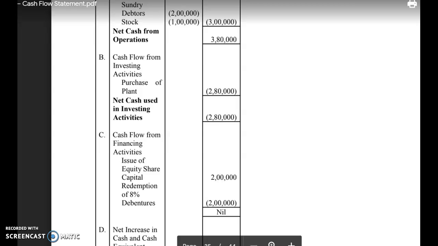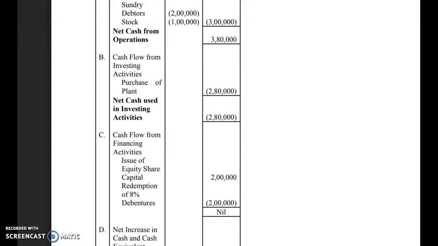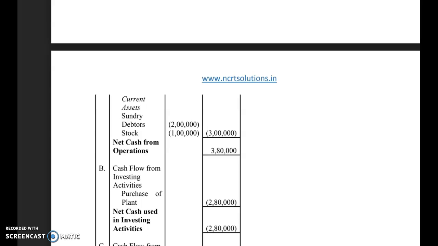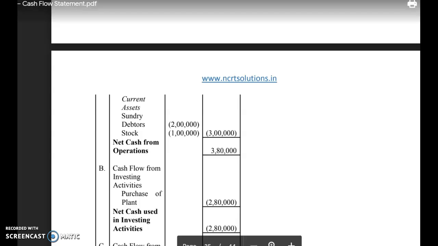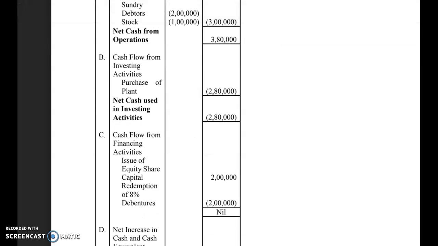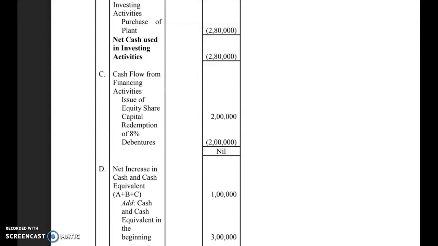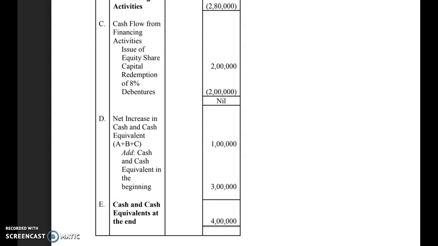From investing activity, it is outflow, net cash used in the investing activities 2,80,000. From the operating activities, we have cash from operations 3,80,000. Now we will mutually adjust the three values. This is plus cash from operations 3,80,000. It is minus cash used in investing activities, and again there is nil effect. When we adjust these three items mutually, you would find the result here that net increase in cash and cash equivalents is rupees 1 lakh.